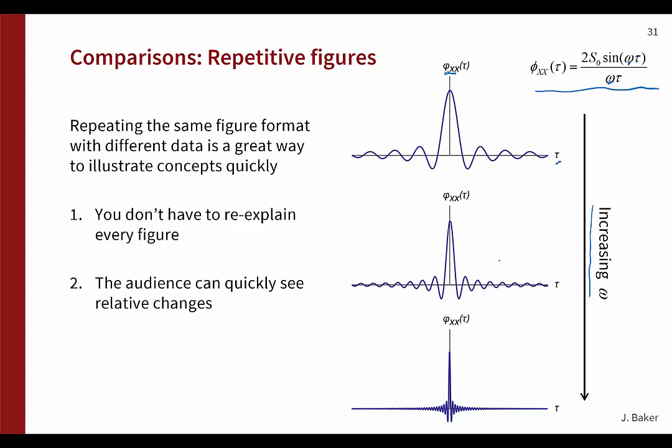So I can see that as omega increases, the oscillation in this function is increasing, and I can see that this function is kind of decaying down to this horizontal axis more quickly as a function of tau at the bottom than it was at the top. Right, so relative changes are pretty easy to see, and I don't have to explain 3 figures. I can just explain the first figure.